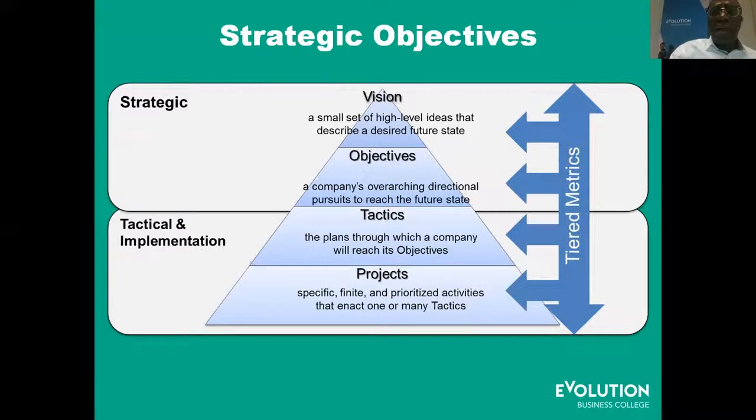So in your airline objectives, you'll be saying, what is your company's overarching directional pursuit to reach the future state? What are the things they're pursuing in order to get there? If you wanted to be a doctor, you'd be pursuing your medical studies. And then, what are the tactics? Technical implementation. Tactics are the plans through which a company will reach its objectives. And we have projects: specific, finite, prioritized activities that enact one of the many tactics.